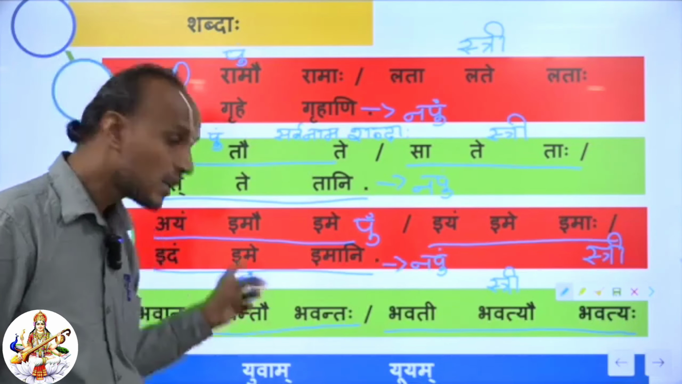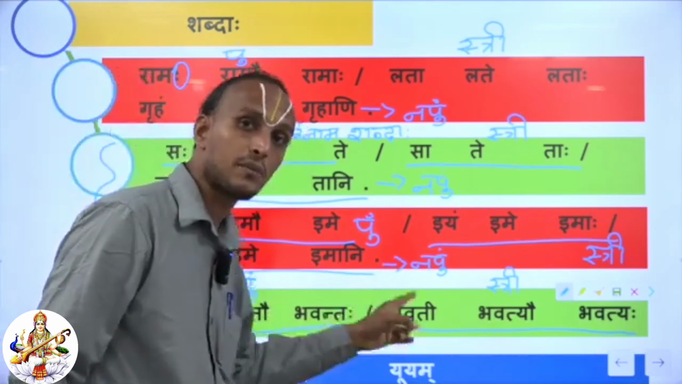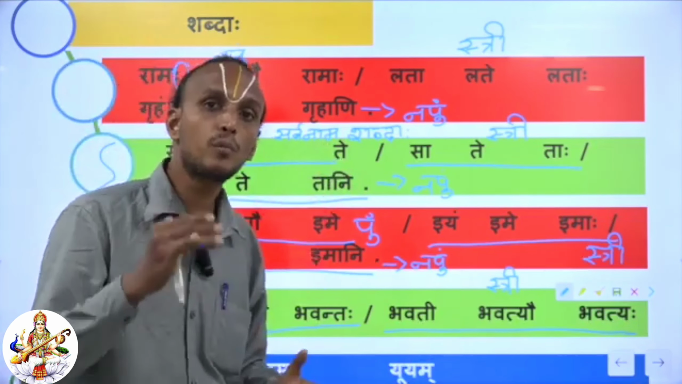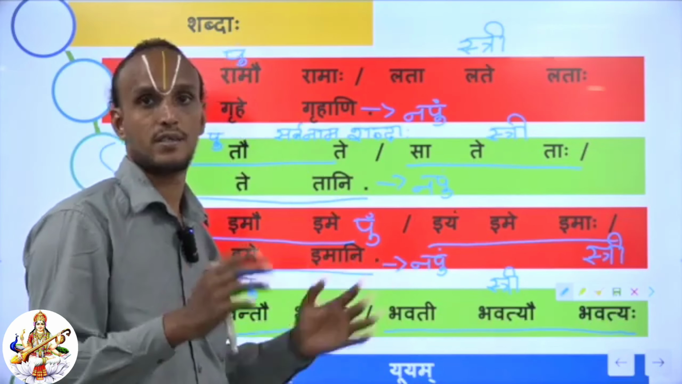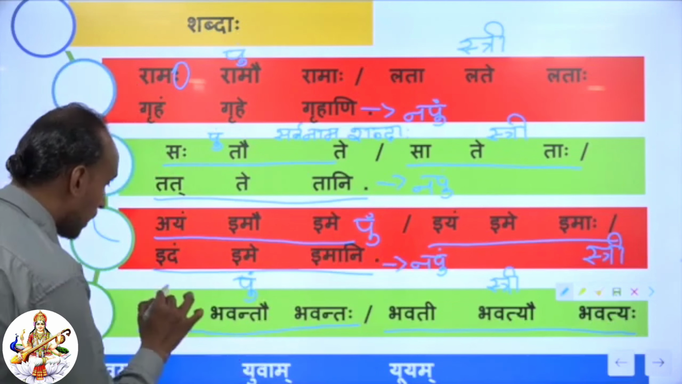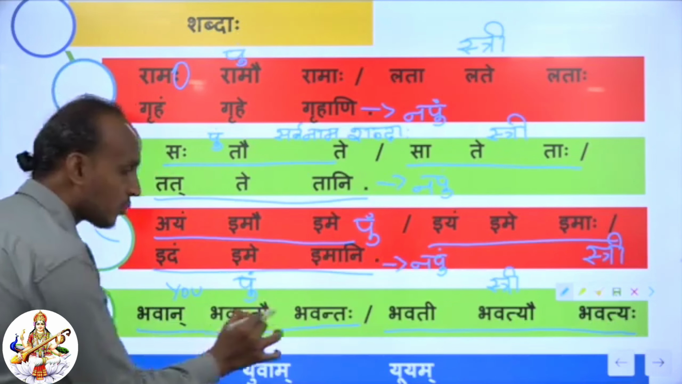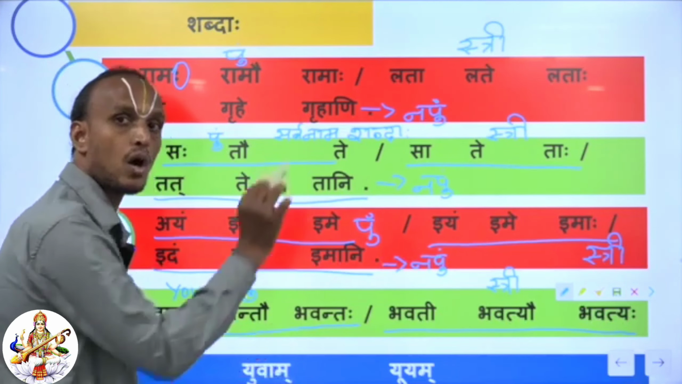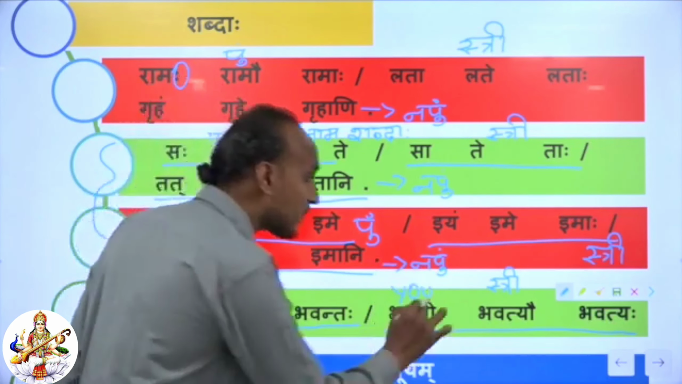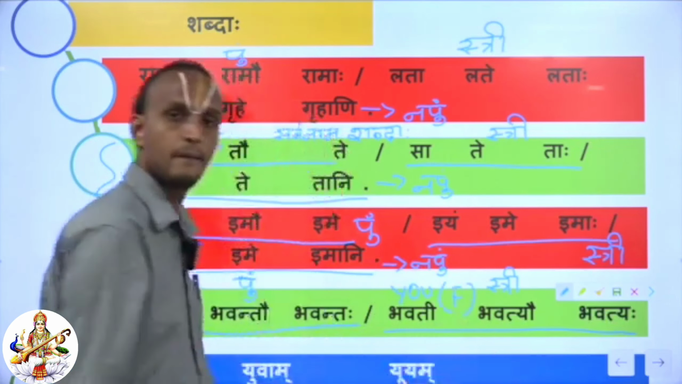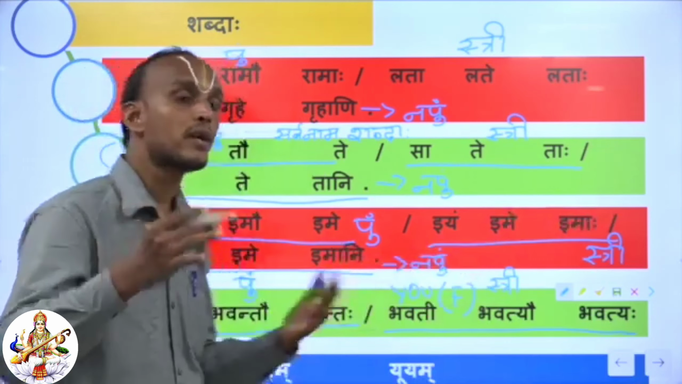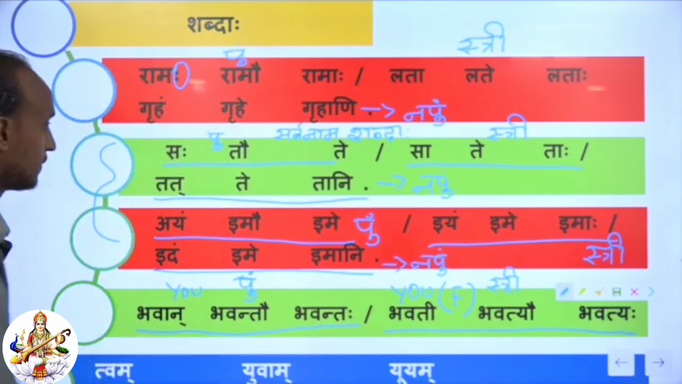Okay, children? But both the shabdas, Bhavan and Bhavati, belong to you only. But according to the gender of whom you are speaking with, it differs. Okay, children? Bhavan, Bhavantau, Bhavantaha. Bhavan, you. Bhavantau, you both. Bhavantaha, you all. Then Bhavati, the same, you. But where is the difference? Feminine gender. Bhavatyau, Bhavatyaha. Okay, children? I will show you some more examples. See here.